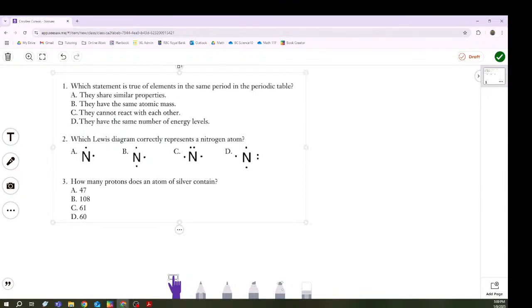All right, let's take a look at these first couple questions. I'm going to have to pull up a periodic table then so that you can do this. Do you know the first question without a periodic table as to which of the following statements would be true? Would they share similar properties, have the same atomic mass, cannot react with each other, or have the same number of energy levels?